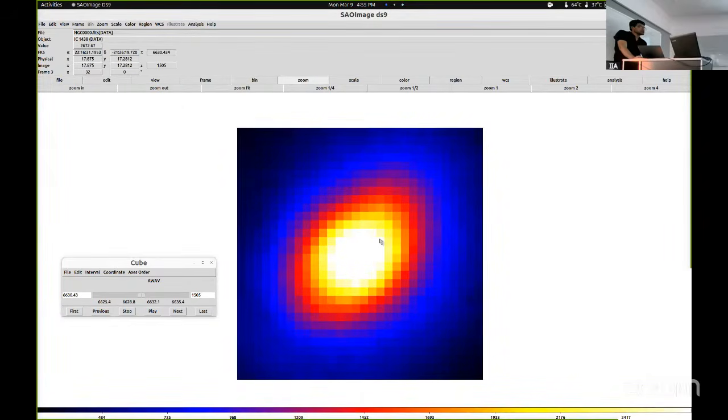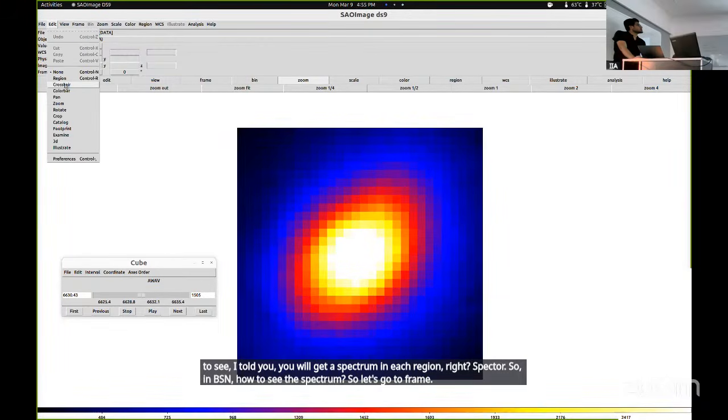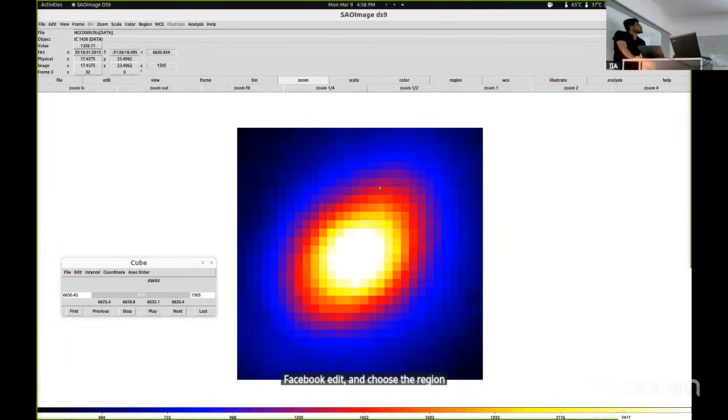After getting a region of your interest, I told you, you will get a spectrum for each region, right? So in DS9, how do we see the spectrum? Let's go to frame, go to edit, and choose the region of your interest. Let me take the central one itself.